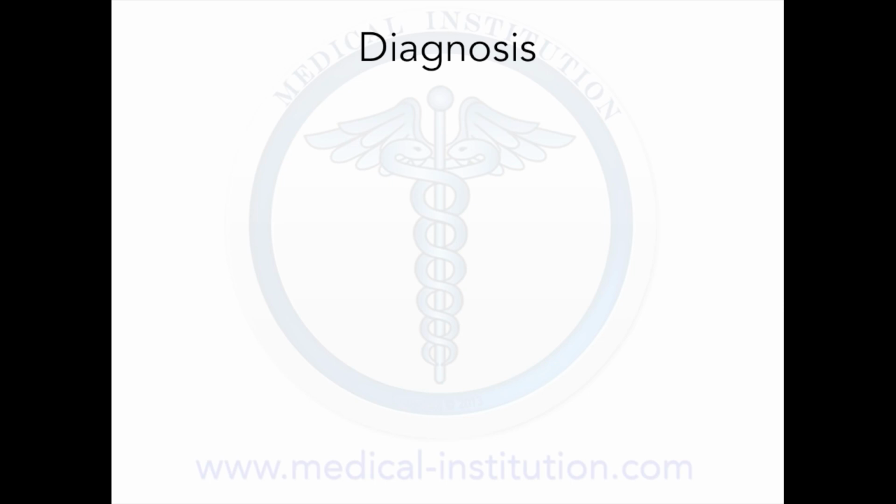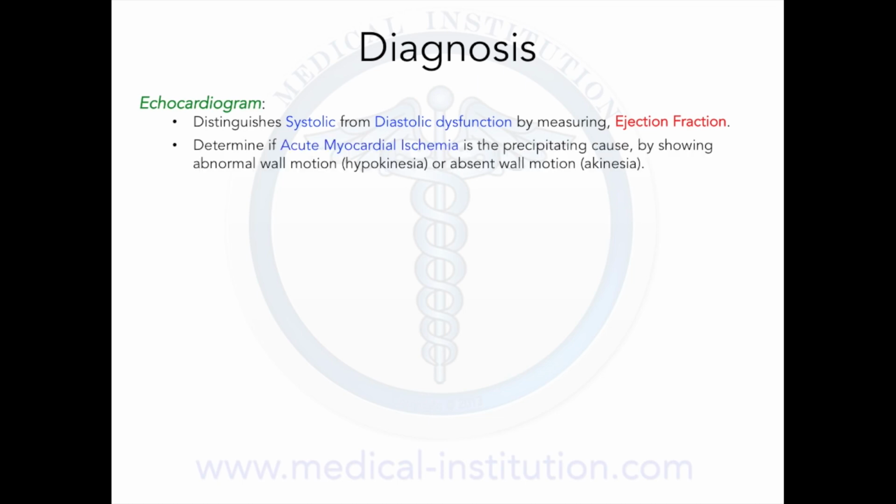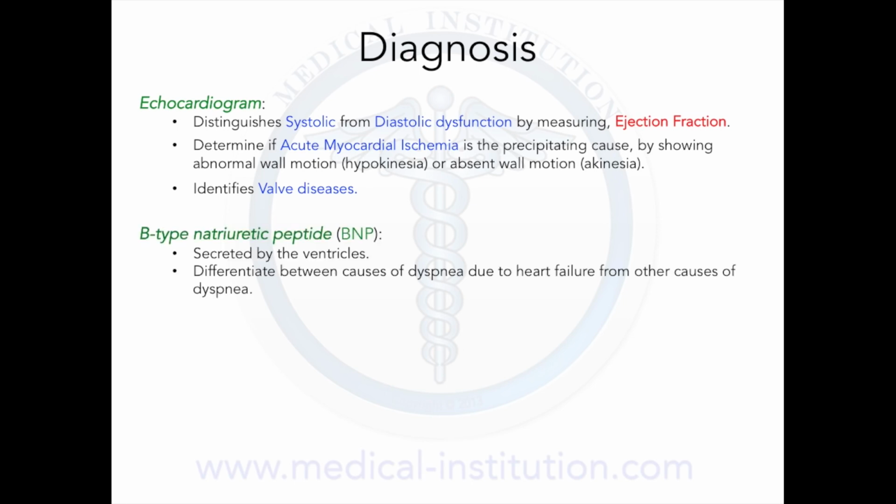In order to diagnose congestive heart failure, we can use an echocardiogram, which distinguishes systolic from diastolic dysfunction by measuring the ejection fraction. It can also determine if an acute myocardial ischemia is causing heart failure by showing abnormal wall motions, as well as identifying any valve diseases. We can also measure B-type natriuretic peptides, or BNP, which are secreted by the ventricles of the heart in response to excessive stretching of the heart muscle cells.